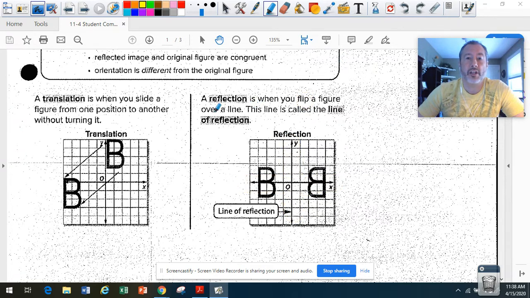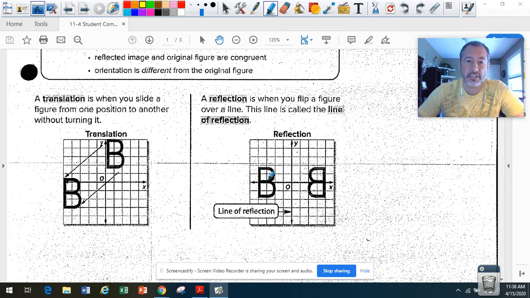This line is called the line of reflection. Well, this is what we're flipping across here, the y-axis right here. So this axis here is known as the line of reflection because we have flipped it across the line of reflection. It shows right here the y-axis being the line of reflection.